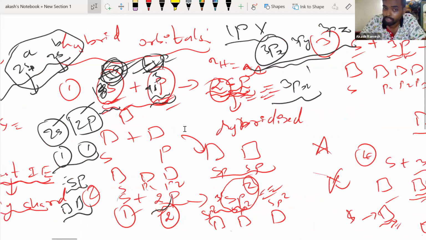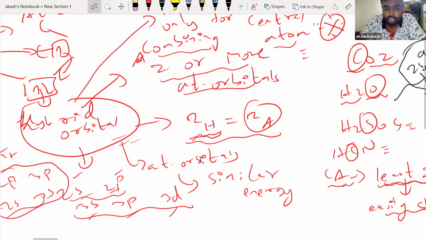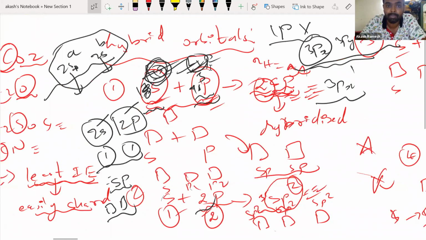The other thing, the name of the orbital, is taken from this statement, in the sense that the atomic orbitals which are involved in hybridization should be of similar energy. Say if you want to make sp hybridization from 3s and 3p, it's okay. 4s and 4p, it's okay. But you cannot do it from 2s and 3p. That is impossible. Right?